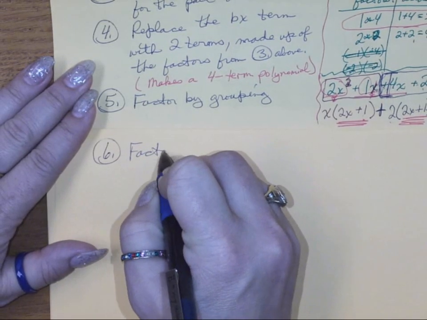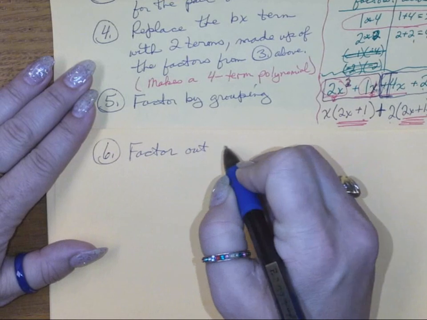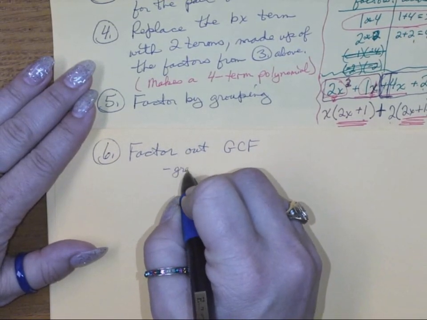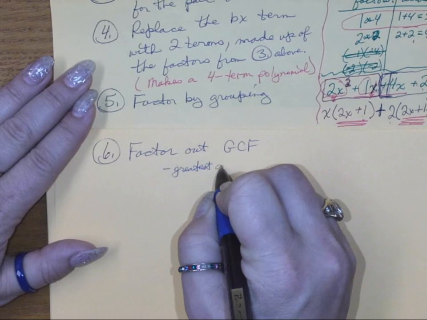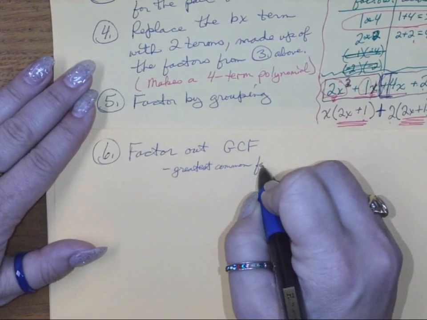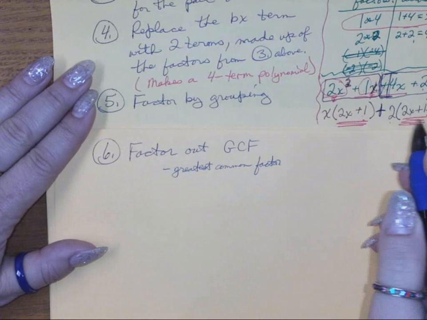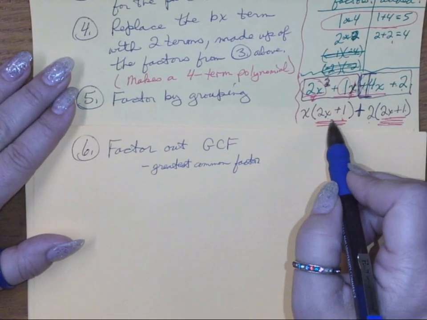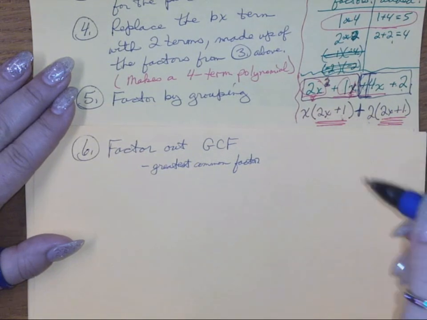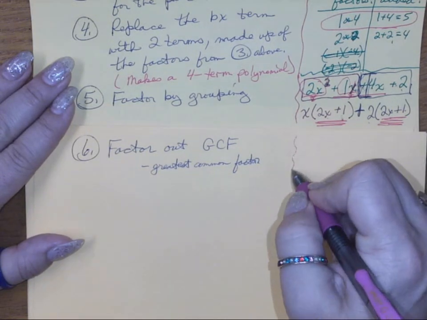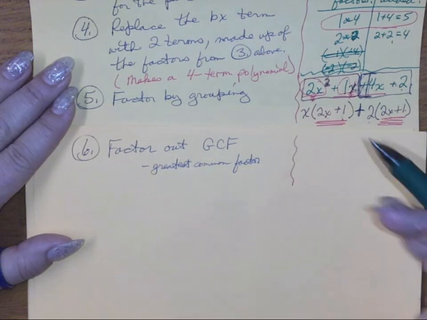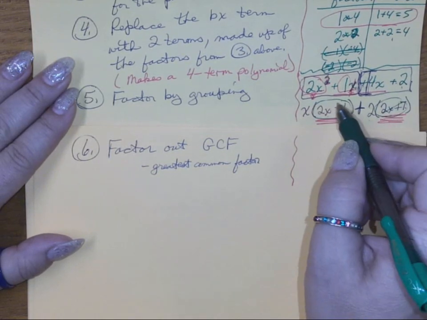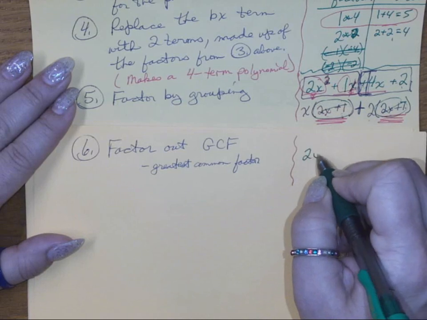Factor out the common GCF. Greatest common factor, right? That's what that means. In this term, what they have in common is the 2x plus 1, right? That's exactly what I wanted them to have in common. So to do that, let me draw my pink line a little bit farther. They have a 2x plus 1 in common. I'm going to pull that out and write it in front.